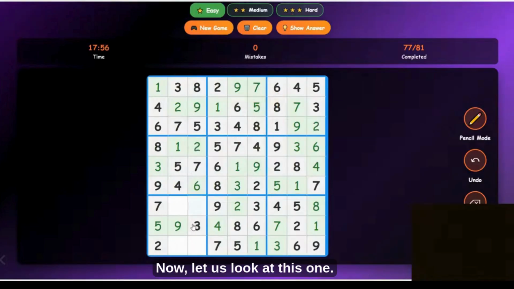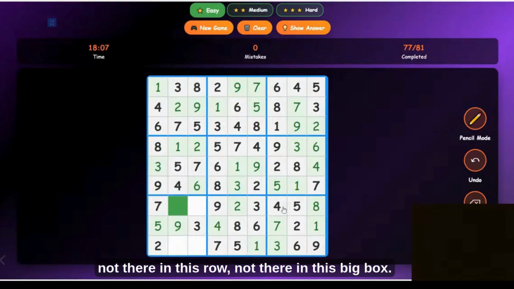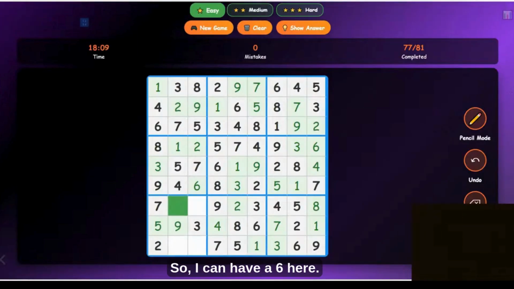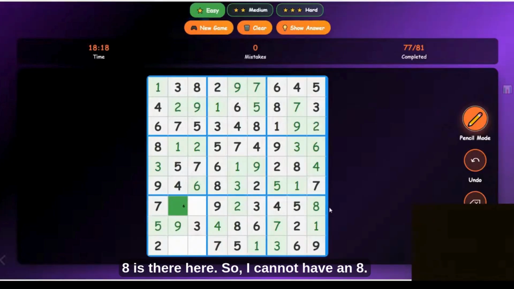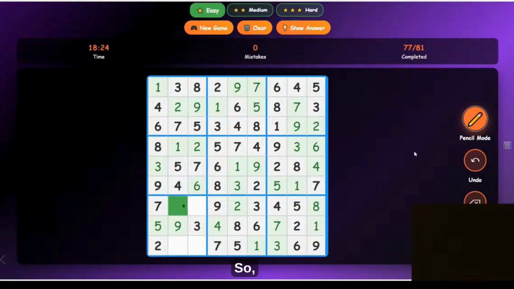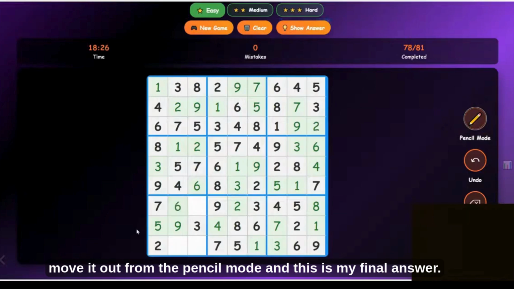Now let's look at this one. We have 1, 2, 3, 4, 5. 6 is something that is not there in this column, not there in this row, not there in this big box. So I can have a 6 here. Perfect. 7 is there. 8 is not there anywhere here. 8 is there here. So I can't have an 8. And a 9 is also there. So the only option here is now 6. So move it out from the pencil mode, and this is my final answer.